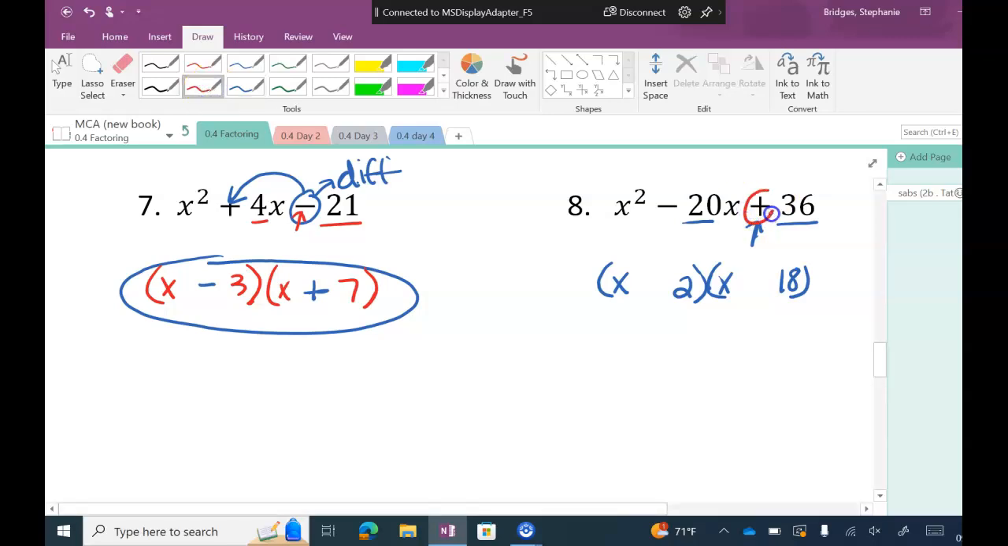And then again, this is a plus, which means my signs are going to be the same this time, either both a plus or both a minus. And how do I know? I look at the first sign. That tells me what they are both going to be. So in this case, they're both going to be a minus.